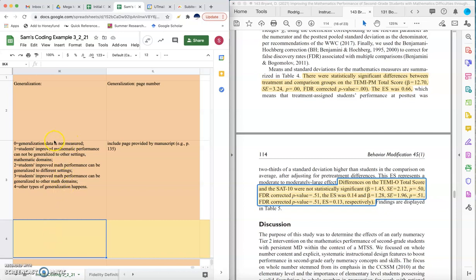So we can see here our options are they cannot be generalized, can be generalized, and then improved. So for this one we're going to put a 1 because they did not generalize. They did not do as well on the distal measures. And so I'm going to put here, my pages are 113 to 114.